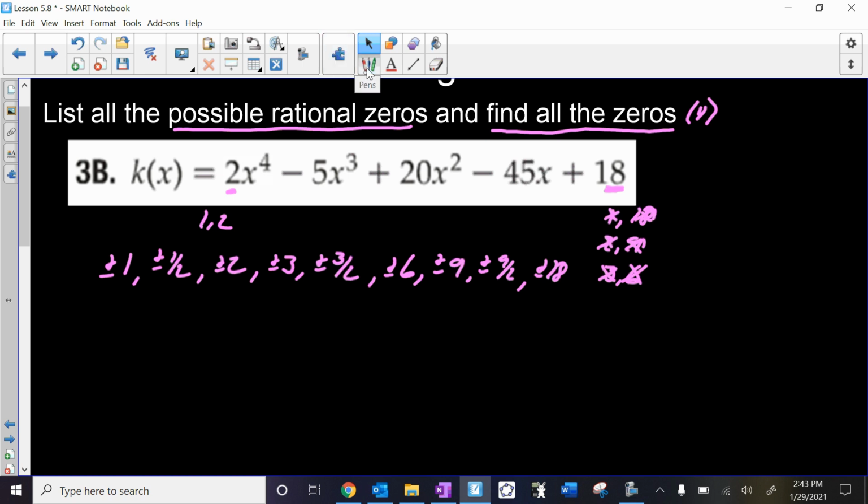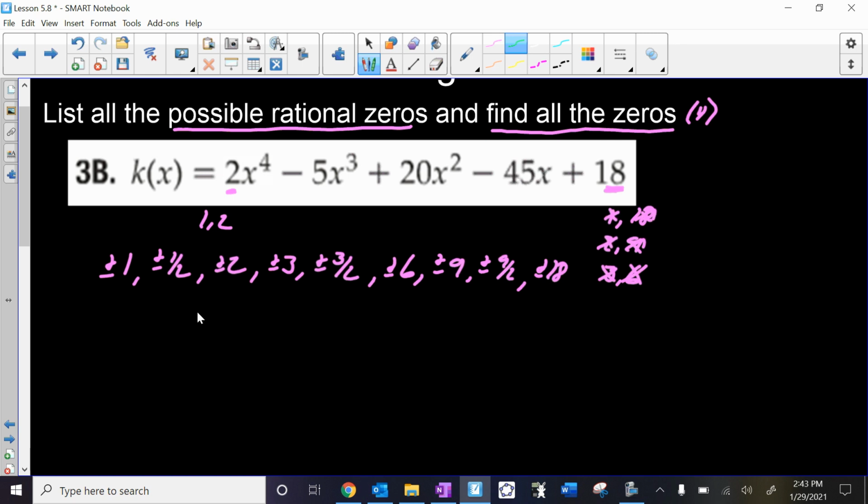Okay, so now, how do we find the actual zeros from this list? I'm going to give you a hint. There are 2 of them. And the best way to do this is to really just guess and check. If I would take, for example, positive 1 and plug it in for all these x's, and I get a value of 0 out of it, that would represent a zero of the polynomial. But if I get some other number, then I know that it's not a zero.